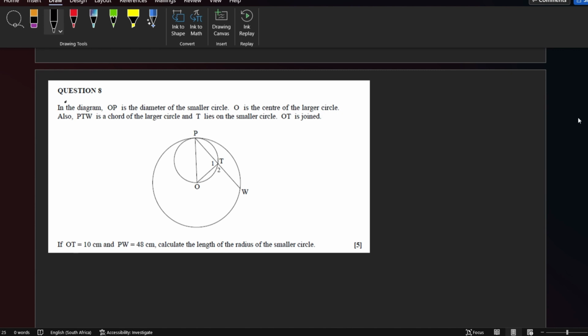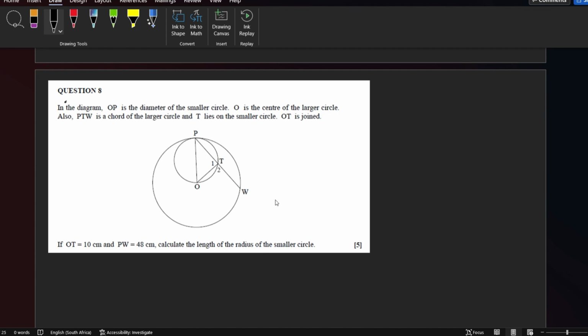Today we will be covering a short question on Euclidean geometry, which is question 8 that we see here. Question 8 gives us a diagram with OP being the diameter of the smaller circle, and then they tell us that O is the center of this larger circle, meaning OP is the radius of the larger circle and it's also the diameter of the smaller circle.